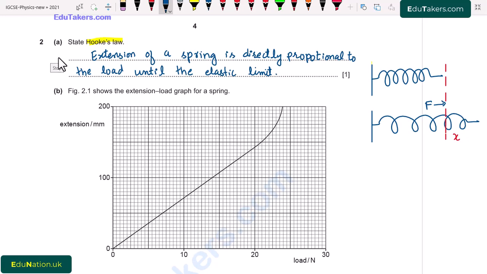So elastic limit is that in which the force is directly proportional to extension, and we write it as F is directly proportional to X. Here X is extension and F is force. And to remove the proportionality, I write here F is equal to Kx, where K is the spring constant and constant of proportionality.